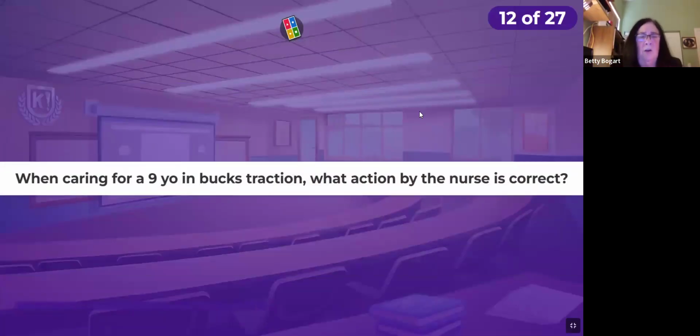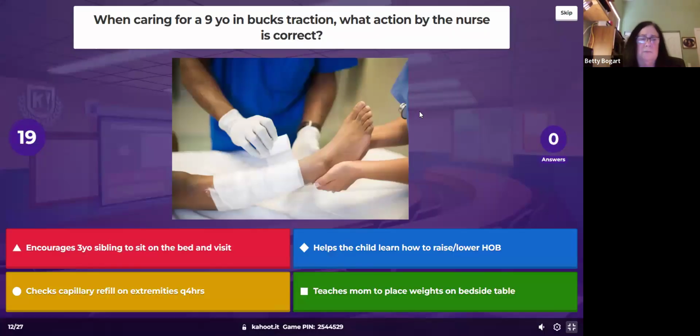When caring for a 9-year-old in Buck's traction, what action by the nurse is correct?